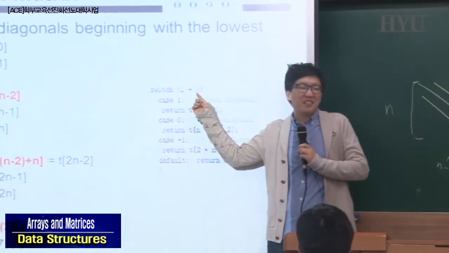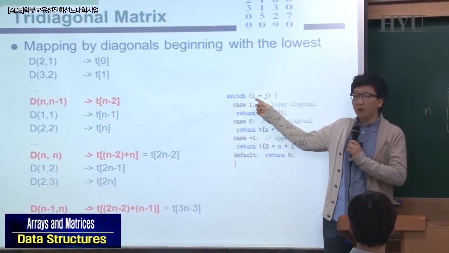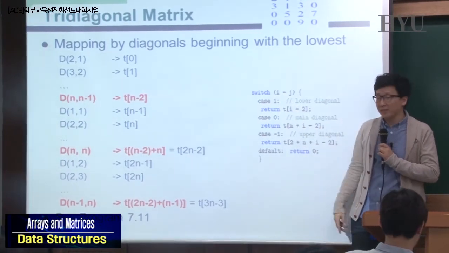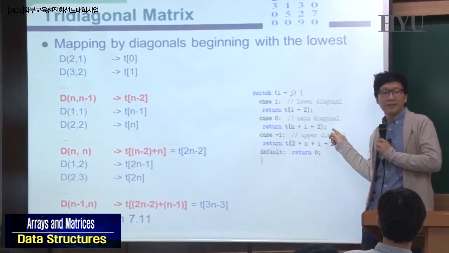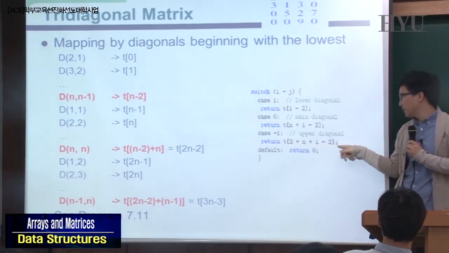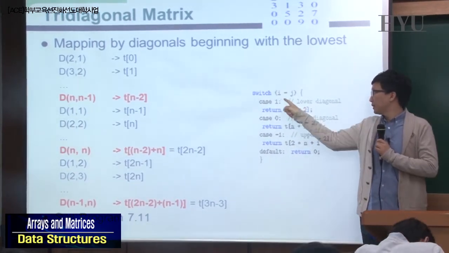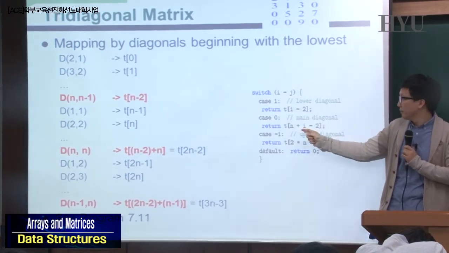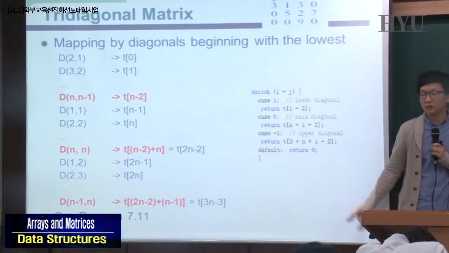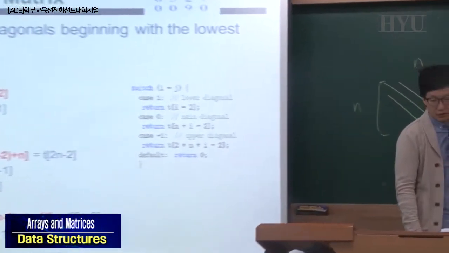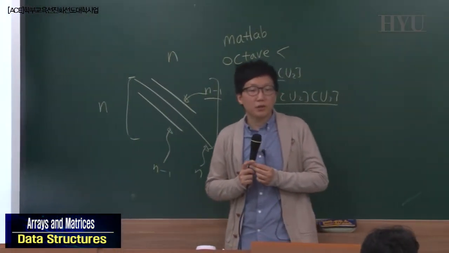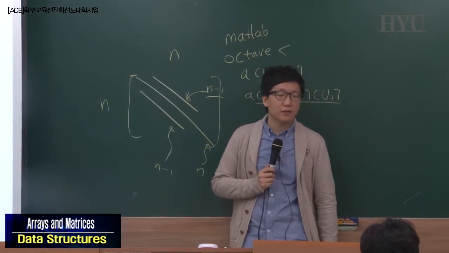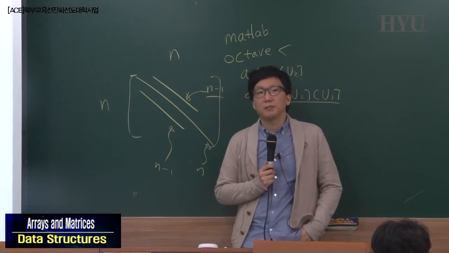Switch I-J. It's like an if statement. If the value of I-J is 1, do this. If the value of I-J is 0, do this. If it's -1, do this. Case 1, lower diagonal, that's why they subtract 2. Main diagonal, this is how they calculate the main diagonal. This is the upper diagonal. So 3 cases. Those are the only 3 cases they have to look for, right? Only 3 rows will have the tridiagonal matrix elements in it.